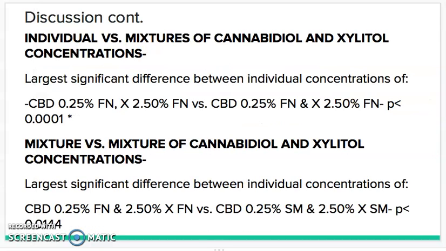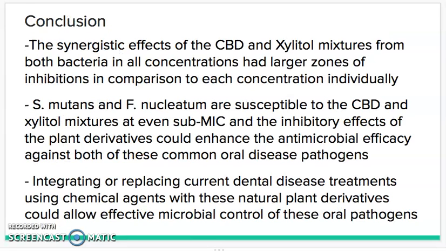And the discussion continued. I did the individual versus mixtures of cannabidiol and xylitol and the mixtures of both of them, and they were very significant with a p-value of less than 0.001 and a p-value of less than 0.0144. So in conclusion, the synergistic effects of the CBD and xylitol mixtures on both bacteria in all concentrations had larger zones of inhibition in comparison to each concentration individually. So this proved my hypothesis correct. The synergistic effects of both of them did have a bigger impact on the dental caries and will prevent them rather than just separately. And that's what I was trying to figure out.